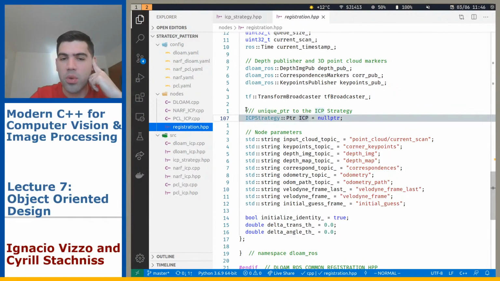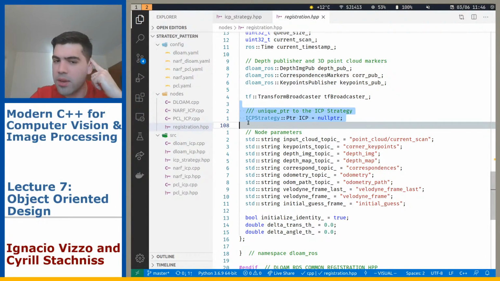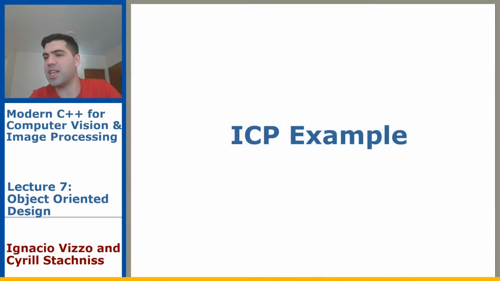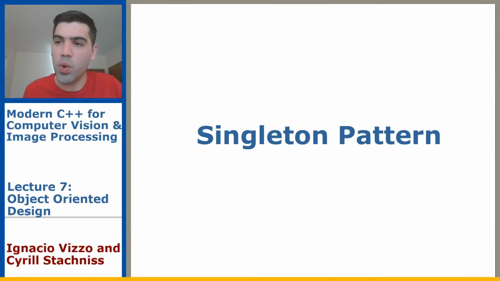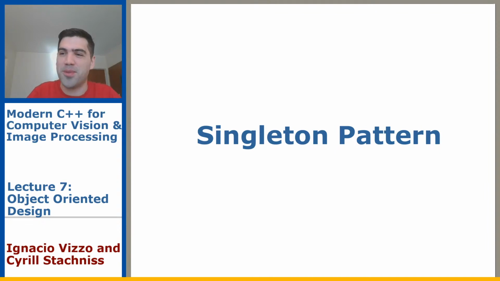And here on the node, you can see that basically you're holding a reference to this ICP strategy. So this is an example if you really want to see how you could also use it for ICP, for example. Then Singleton pattern. Just be careful with this because it's quite easy to understand, I guess. And then if you start to use it everywhere, it's not a good idea to overuse this pattern. So it's easy to use and also easy to misuse. So be careful.